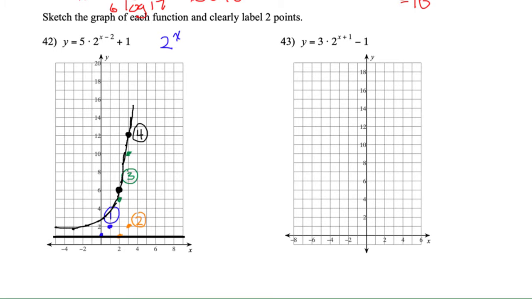My parent function, again, is going to be 2 to the power of x, so 2 to the power of x looks like that. Okay, plus 1 means left 1, so that was step number 1.